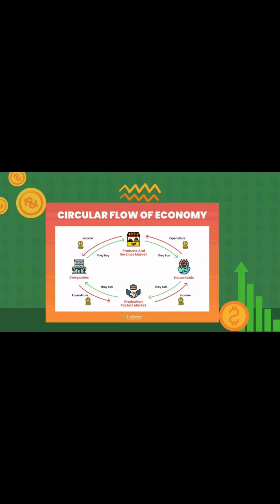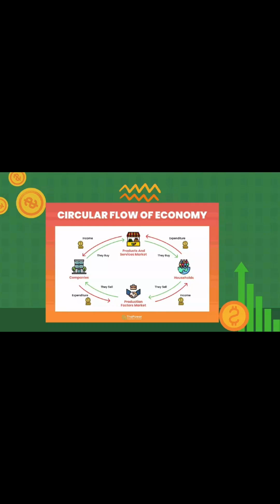Thirdly, the products and services market is the place where companies sell their products and households buy them. When you buy something from the shop or pay for a haircut, you are part of the product market by spending your income to get goods and services. Fourthly, the production factors market. This is where households sell their labor and other resources to companies. Companies spend money to buy those resources. This money becomes income for the households.